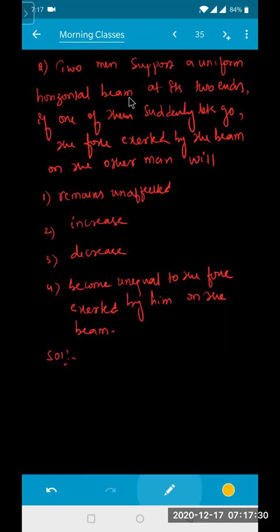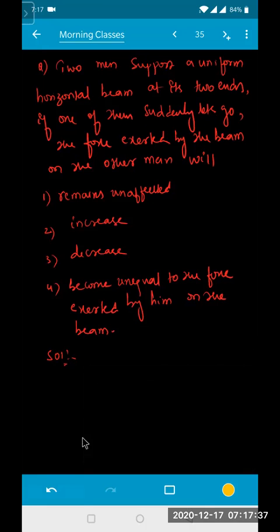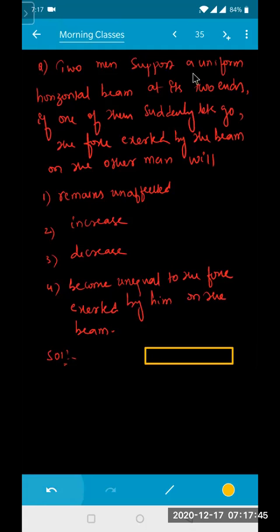So we have two men supporting a uniform horizontal beam, same as the previous case. I need to draw a beam right now. So this is, say for example, a beam, and on this one we are exerting the force. The two men support a uniform horizontal beam at its two ends.